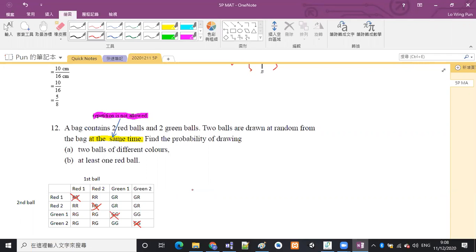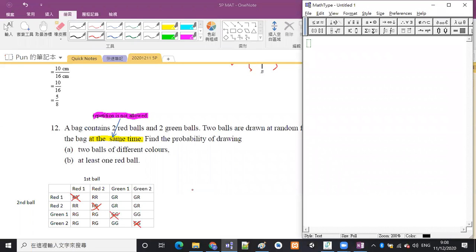Okay, so if I'm going to find probability in part A, then we know that the probability will be a fraction and the denominator is equal to 12. But what we are going to find in part A is 2 balls of different colors. So among the 12 outcomes, how many of them will have 2 balls of different colors?